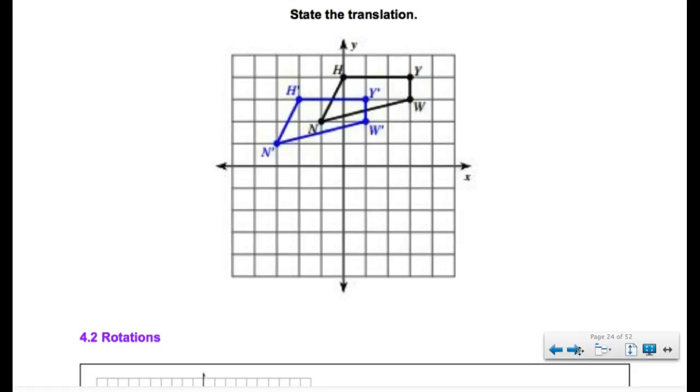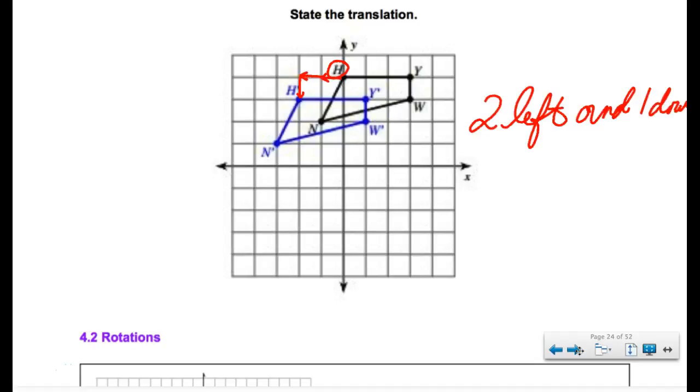So now I have to figure out what they did. Now this is where you have to be careful. Grab any point on the pre-image, and remember that's without the primes. Walk yourself to its image, which would go 1, 2 to the left, and 1 down. So I'd say this translation moves the figure 2 to the left and 1 down. And I didn't have to grab point H. I could have grabbed Y and done the same thing, and I would have still gone 2 to the left and 1 down. So any pair will work. Just make sure you grab the ones without the prime first.